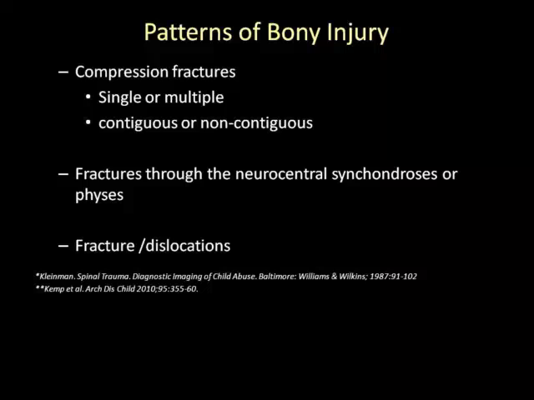What are the patterns of injury that we see? In a spectrum from mild to severe, we see compression fractures. Typically, these are going to be simple compression fractures. They can be single or multiple, and they can be contiguous, but they can also be non-contiguous. So you want to look beyond an immediately obvious spine fracture. At the most severe end of the spectrum, we have the fracture dislocations. Typically, that's associated with spinal cord compromise. And in the middle of the spectrum, you can see injury through the synchondroses or physes.